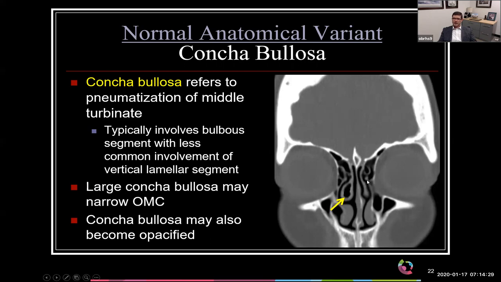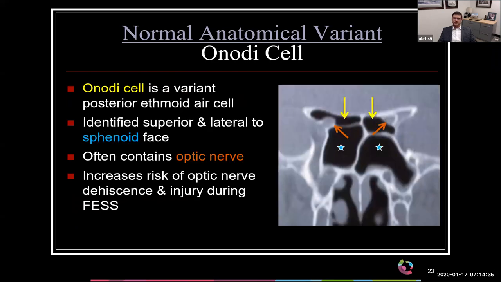Since it's a pneumatized or developed cavity, it can have associated inflammatory changes in the setting of sinus disease. And then lastly, what we'll talk about is the Onodi cell. So the Onodi cell is a variant posterior ethmoid air cell. And if there are a few things that you want to take away from the lecture, this is definitely one of them that I hope you do, because it's very important in the preoperative CT.